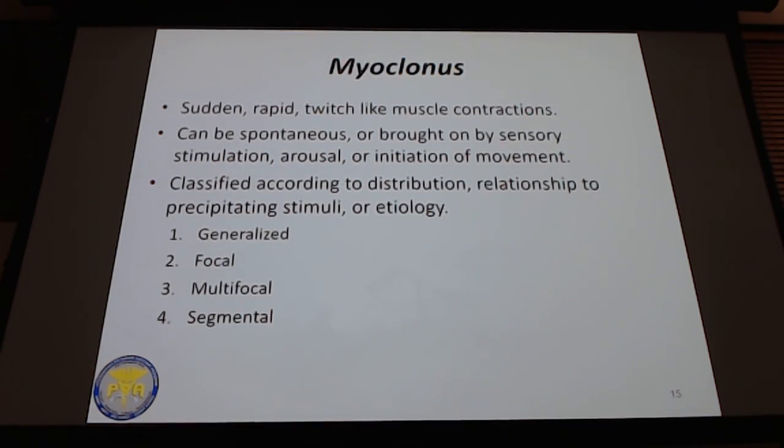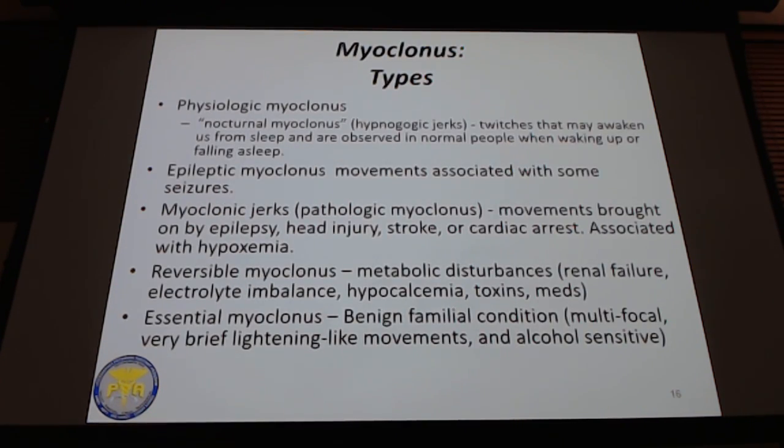All right. Definition: myoclonus, sudden twitch. We actually talked about myoclonic seizures, but sudden rapid twitch-like muscle contractions can be spontaneous, and then it's classified by its distribution. Does anybody remember a type of myoclonic jerk we talked about? The sleep one, right? So physiologic myoclonus or nocturnal myoclonus.